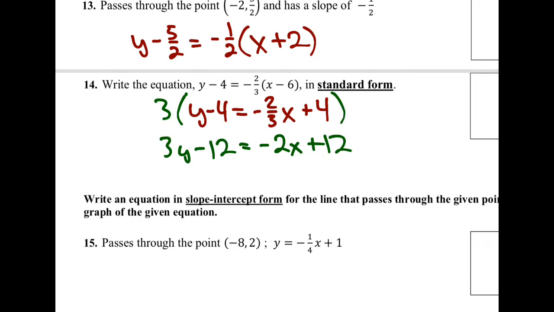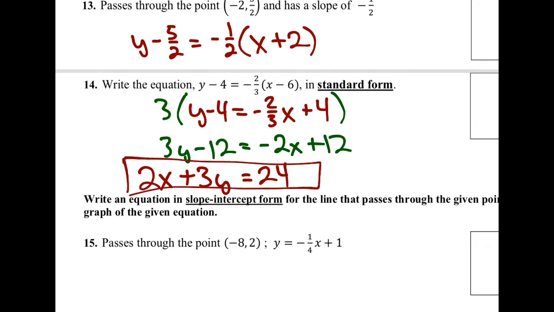Again, all that step does is it gets rid of fractions. Now, understanding that x has to be positive and on the same side as the y, and everything else has to be away from that, we would add 2x to both sides. So there's your 2x. Leave the 3y where it is. Add 12 to both sides. And that would be your standard form answer.